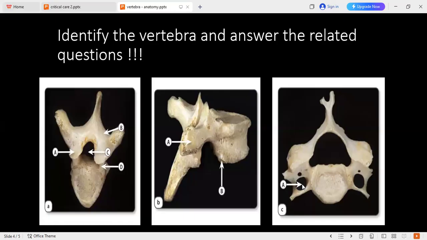If you could tell me what are the ligaments present between C1 and C2, between the axis and dens? Apical ligament and transverse ligament, and the anterior and posterior atlantoaxial ligaments.